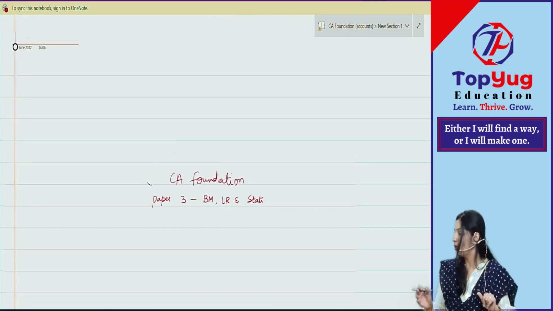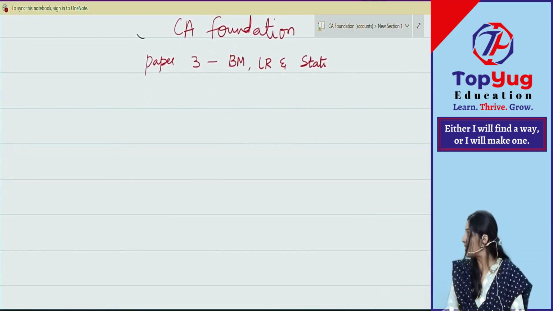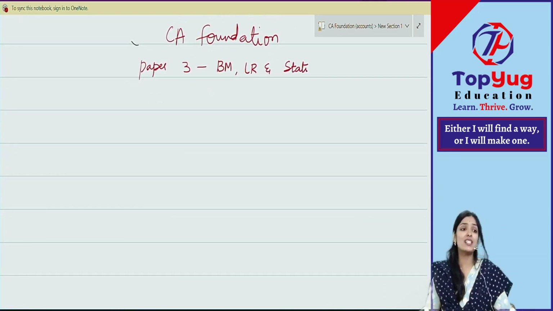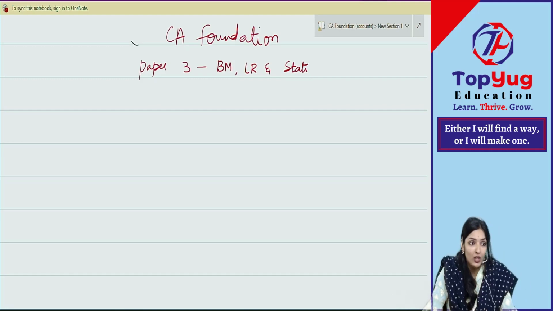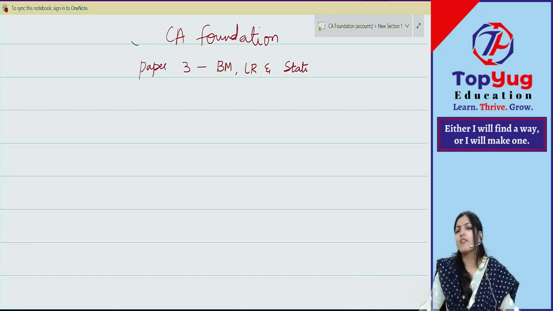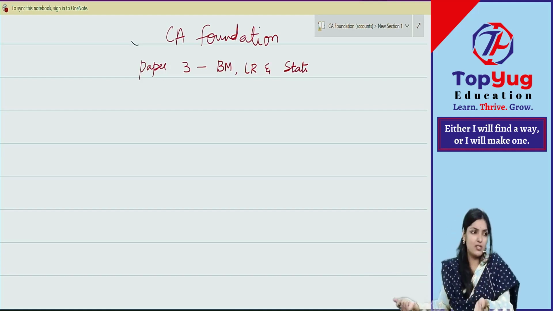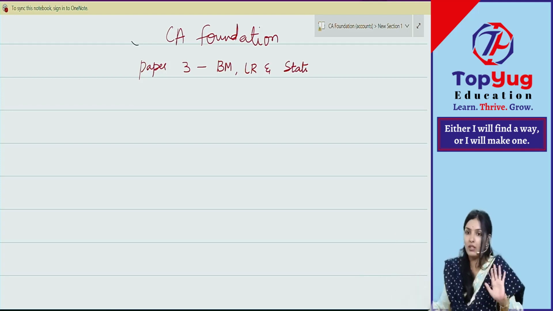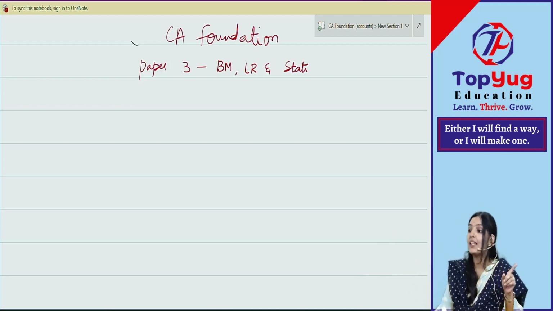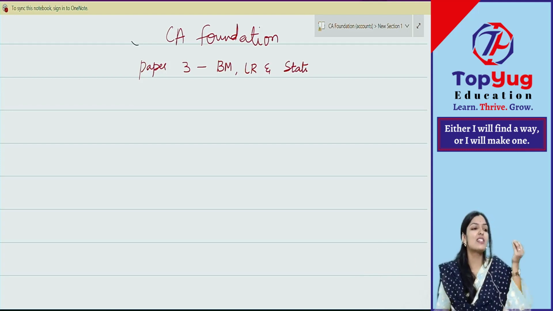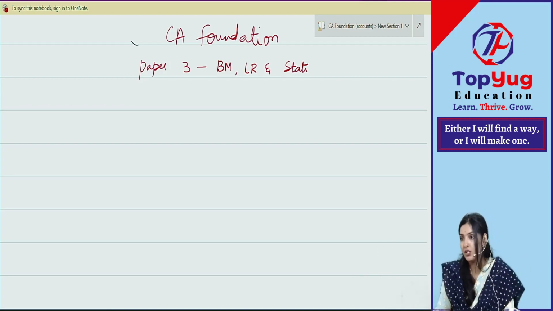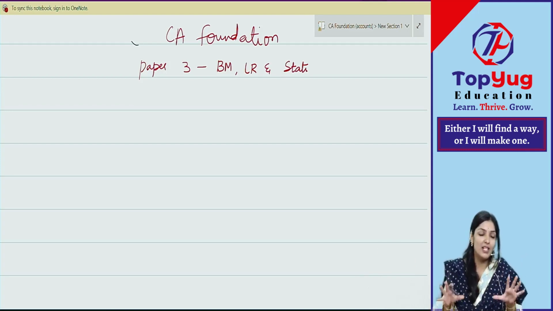So coming to this, I hope you all can see it clearly. This is our paper 3. It is BM, LR and stats. BM is business mathematics. Mathematics has varied types, but here we would be learning only BM, business mathematics, and then LR. LR, logical reasoning, is something which has been introduced in the foundation.